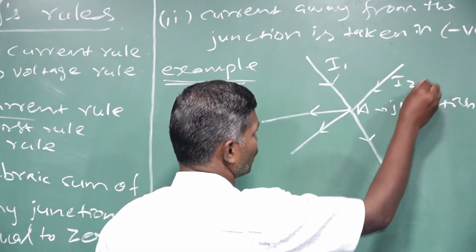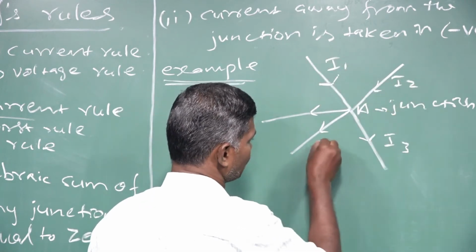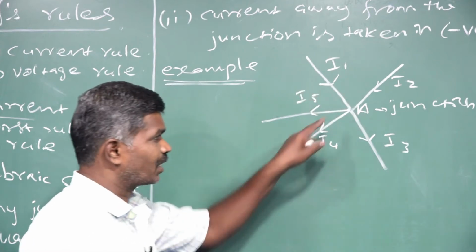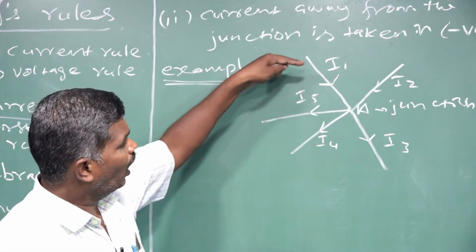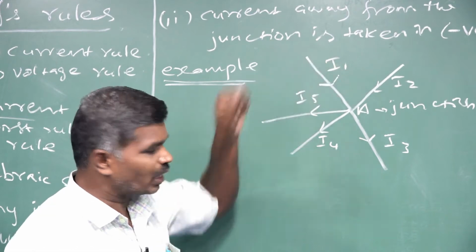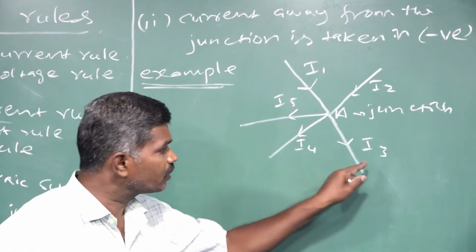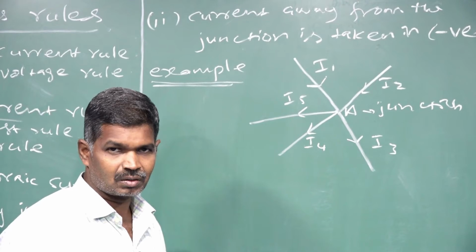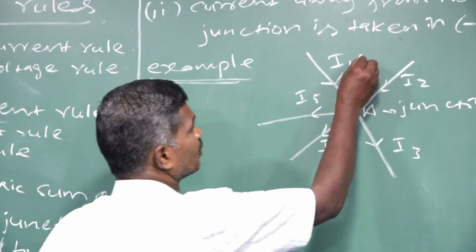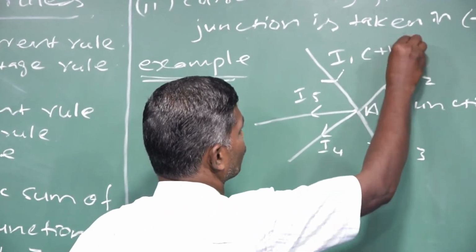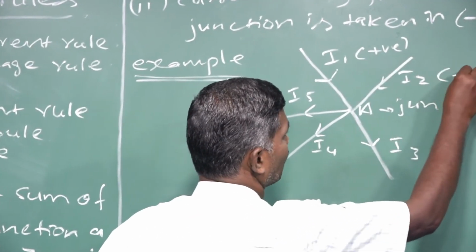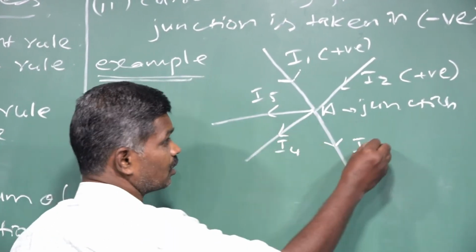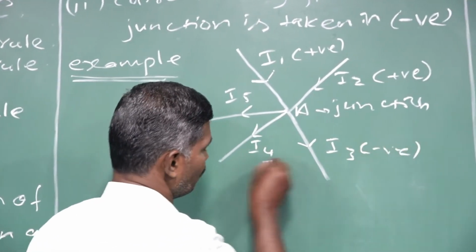Each current is represented as I1, I2, I3, I4, I5. In our diagram, I1 and I2 move towards the junction, and I3, I4 and I5 move away from the junction. So I1 as well as I2 is taken as positive, but these three are taken as negative, very simply.